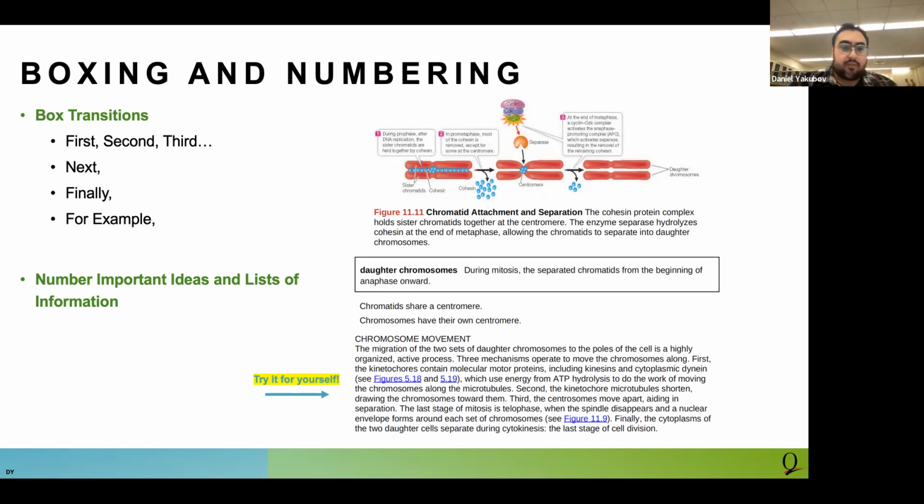So let's start off with this bottom passage here. The migration of the two sets of daughter chromosomes to the poles of the cell is a highly organized and active process. Three mechanisms operate to move the chromosomes along. First, the kinetic cores contain molecular motor proteins, including kinesins and cytoplasmic dyneins, which and so on. All right. So from here, what can we box?